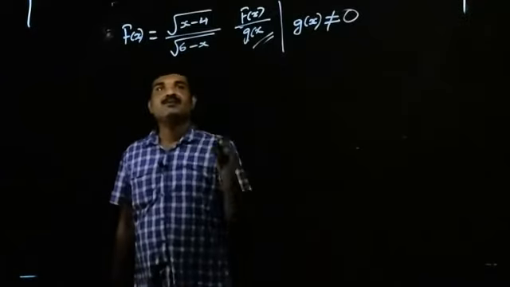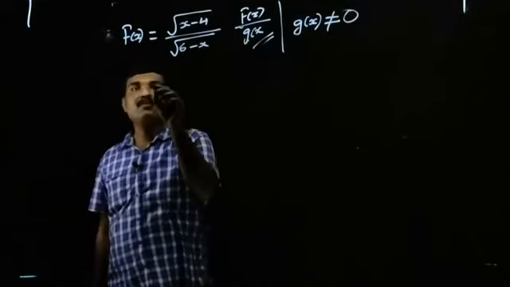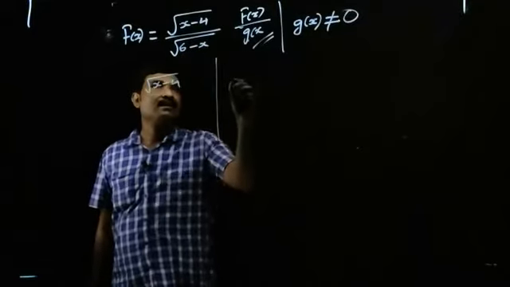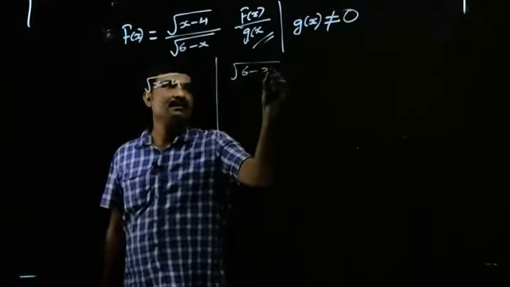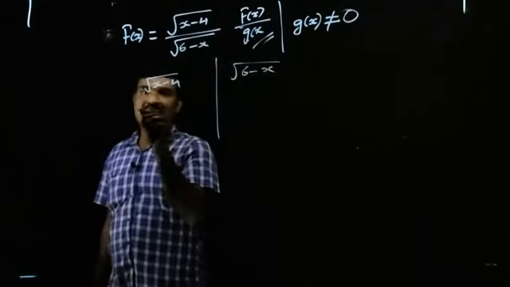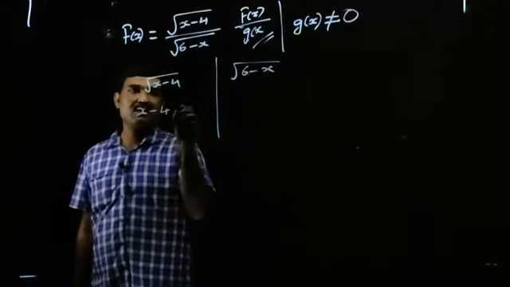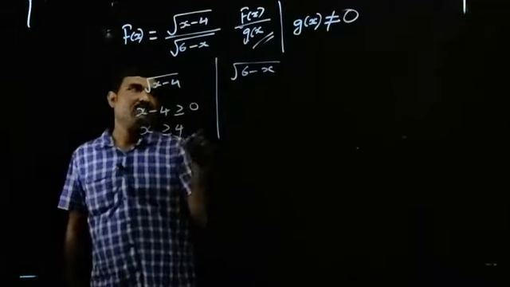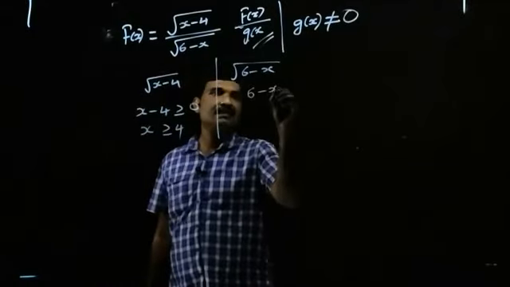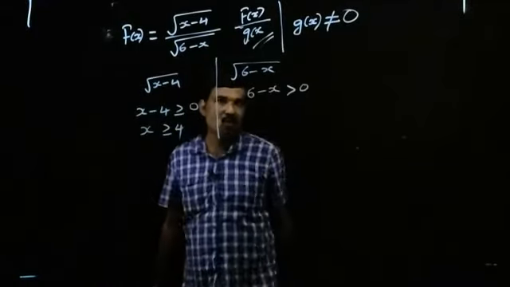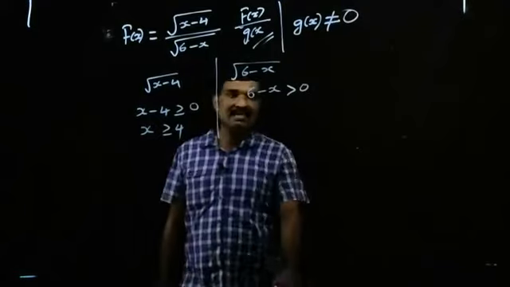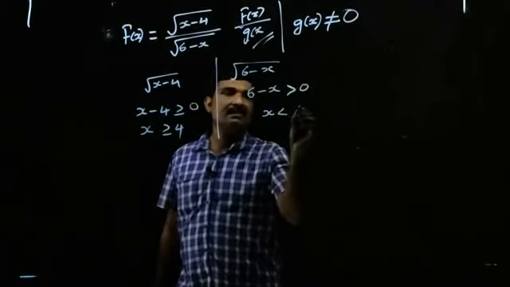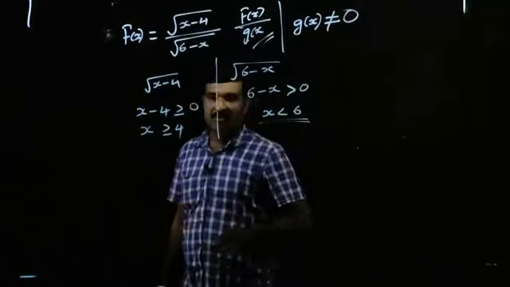Okay. Now, first I am considering the numerator function, square root of x minus 4, and then we consider square root of 6 minus x. Right. So we know the domain of the first function: x minus 4 greater than or equal to 0, so x greater than or equal to 4. Here 6 minus x is greater than 0, not equal to 0, since g of x is in the denominator. Or we can say x is less than 6. 6 is not included, right?